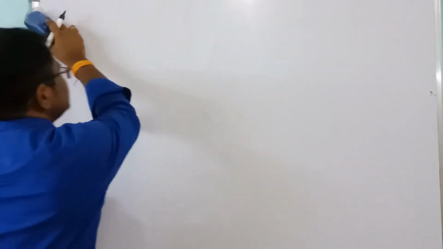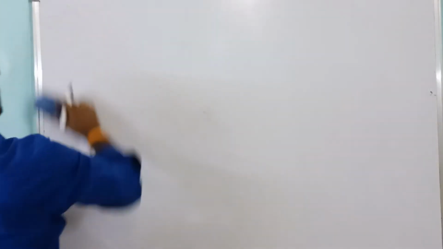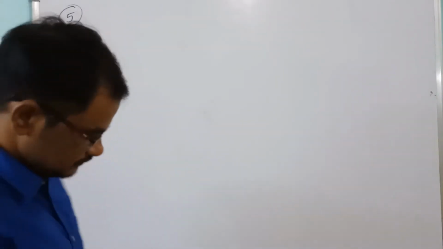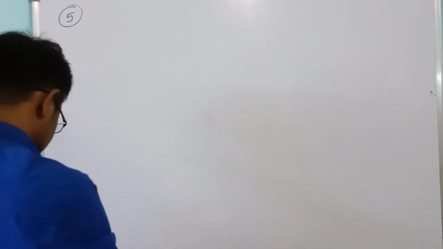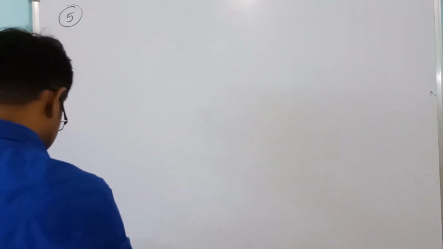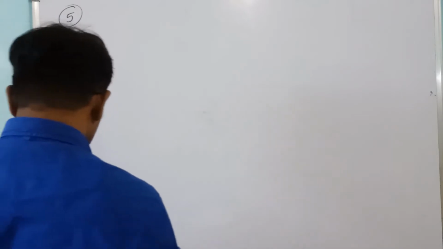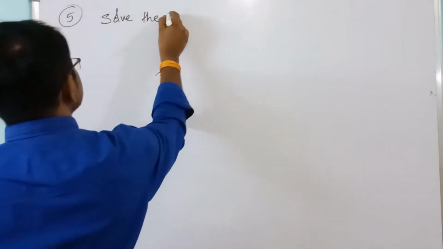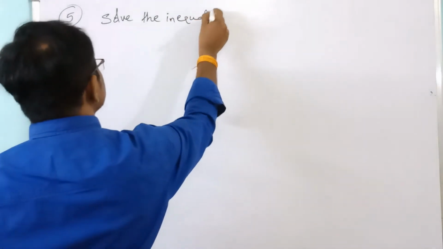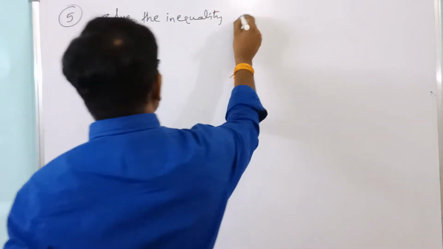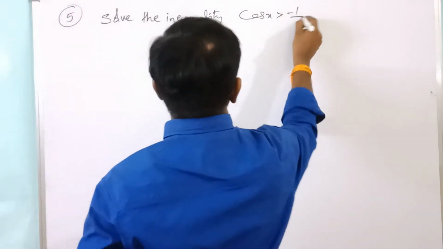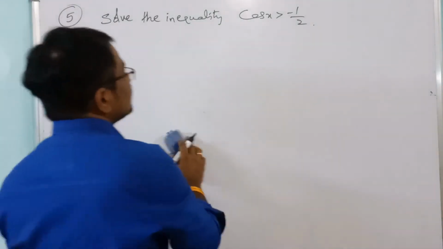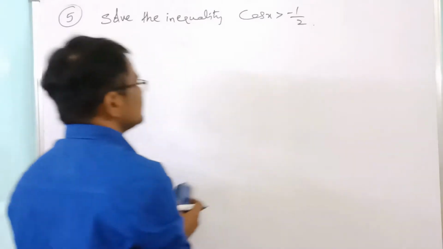Next, take the fifth problem. That is, solve the inequality cos x greater than minus 1 by 2. Cos x greater than minus 1 by 2. Here the cos x function is given.